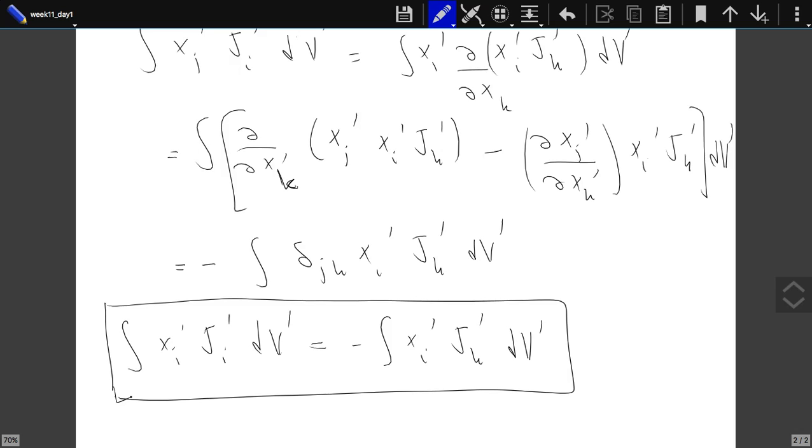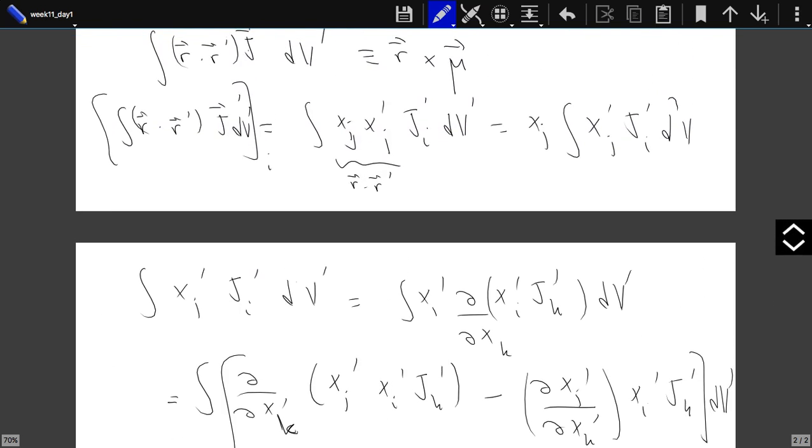Basically, take one component of j, multiply it with another component of x, and if you integrate over the whole volume and change the order of the indices, you get a minus sign. Left-hand side is, if you just exchange the indices, you get the right-hand side, but it also changes the sign. Now let's go back. We will be using this over here.